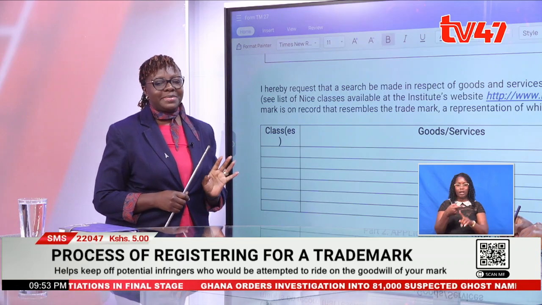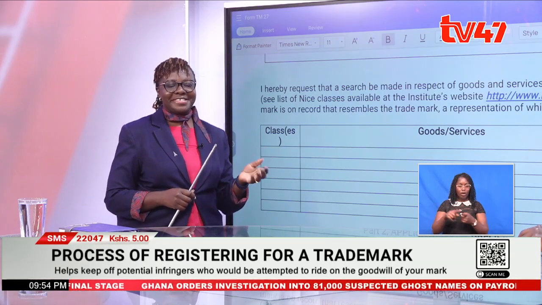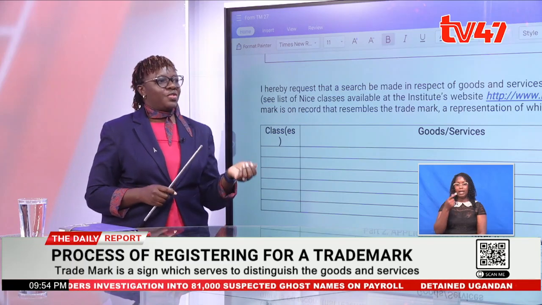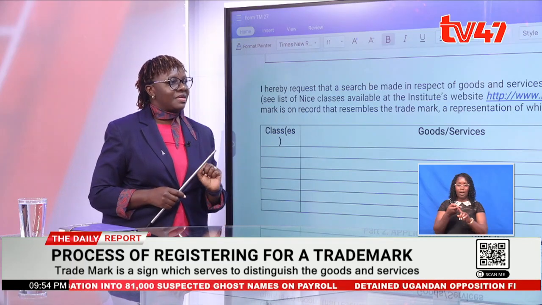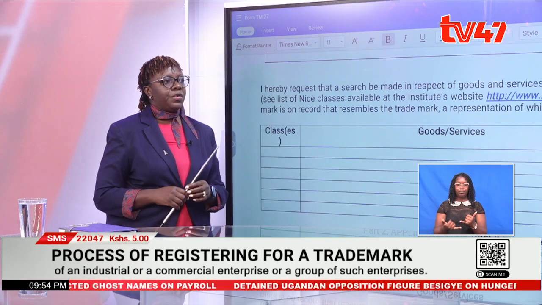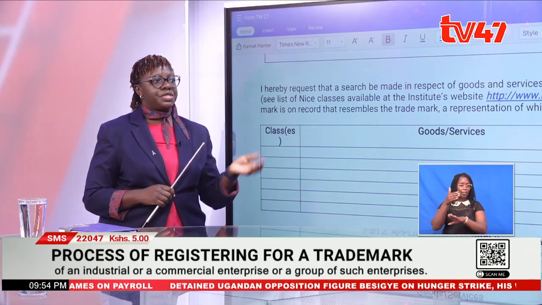You're a local company. Are you a local company registering? Yes, I'm a local company. So you'll pay in Kenya shillings. So that's 4,000 plus 3,000, that's 7,000. Then the law requires us to publish before we give you the registration.